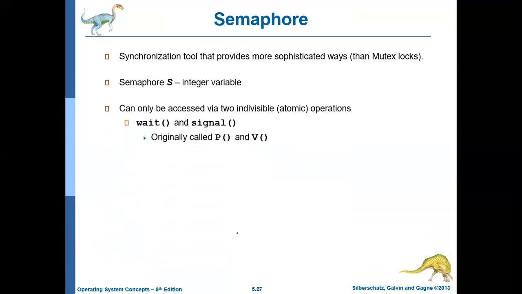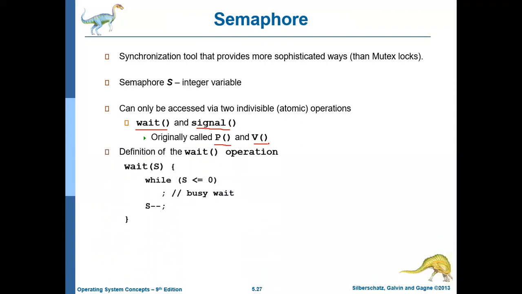And it uses two atomic operations. It performs two atomic or indivisible operations, which are called wait and signal. The semaphore can be accessed through two indivisible or atomic operations, which are wait and signal. Wait is otherwise also called P, and signal is otherwise also called V.